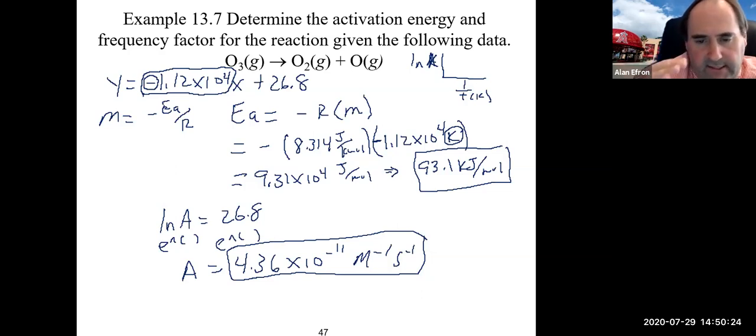Any questions on how to do any of those calculations in terms of activation energy or frequency factor using a graph? I'm imagining I'm not going to make you graph anything by hand, but if you were supplied a graph with the equation, you do need to be able to calculate these things. Any questions on any of that?